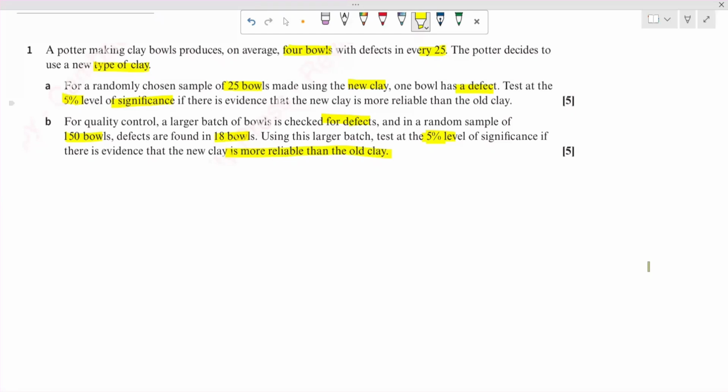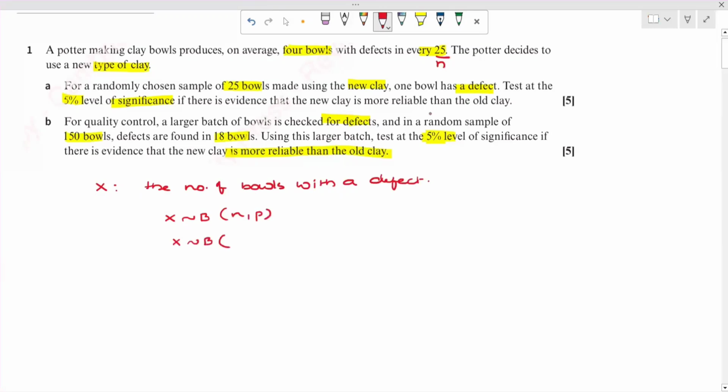Here, the n value is given: n is equal to 25, every 25 bowls. First, when you write the random variable, X will be the number of bowls with a defect. Now X is binomially distributed with n, p. So X is binomially distributed, n is equal to 25.